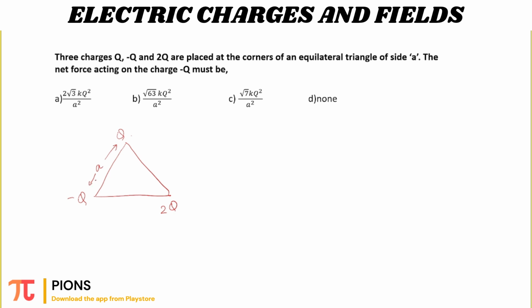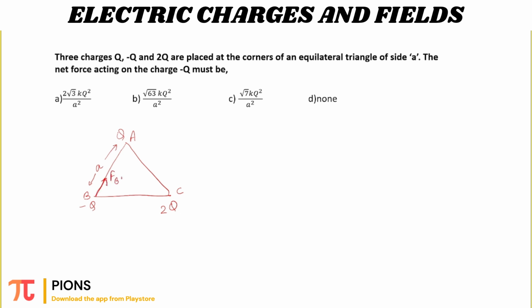The net force acting on the charge minus Q, you have to find the net force acting on minus Q. So let me just keep it here, minus Q over here. Okay, we have to calculate. So we know that if we call it as A, let's call it as B, let's call it as C. The force between A and B will be attractive. So it will be along the line joining the two charges.